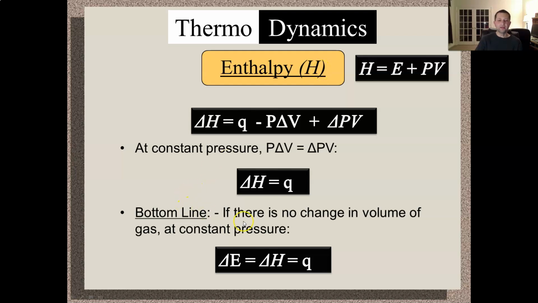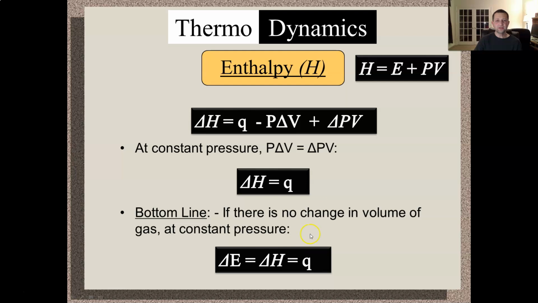Okay? So the bottom line here is that if there's no change in volume of a gas at constant pressure, we have a change in energy is equal to our change in enthalpy, which is equal to Q, which is heat. So that's why when I go through a lot of these problems, I use energy, enthalpy, and heat all interchangeably. Okay? So depending on just how I'm going through the lesson or the content, I could say energy, enthalpy, or heat. You could basically know that they all mean the same thing, basically.